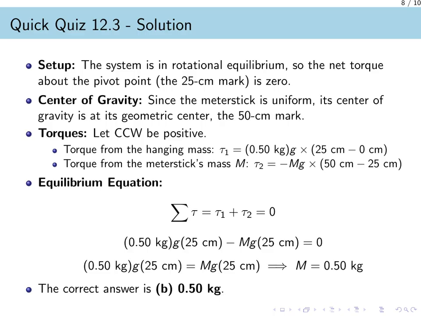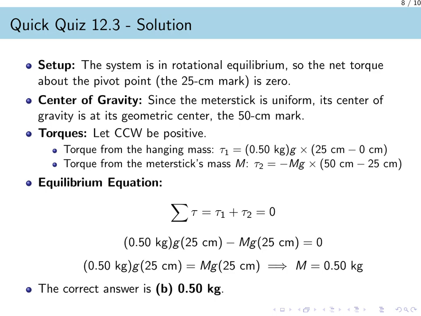Let us walk through the solution to this quiz question. We can find the mass of the meter stick by applying the condition for rotational equilibrium, which states that the net torque on the object must be 0. The pivot point for our system is where the string is attached, at the 25 centimeter mark. There are two forces creating torques around this pivot. First, the 0.50 kilogram mass at the 0 centimeter mark creates a counterclockwise torque. Second, the meter stick's own weight creates an opposing, clockwise torque.